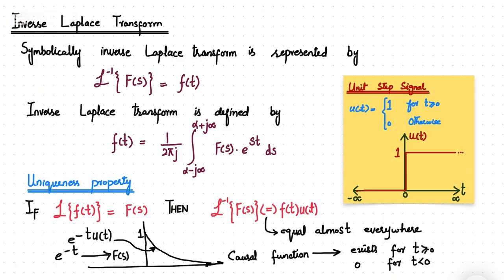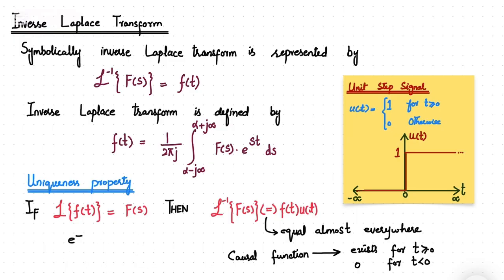So for Laplace transform, our time domain signal for which we calculate the Laplace transform must be a causal signal or function in order for the uniqueness property to hold.